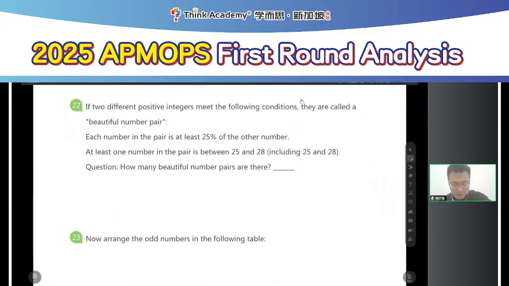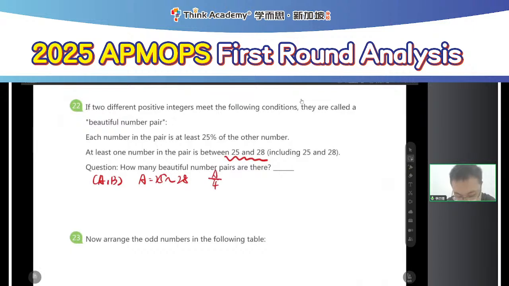Question 22. So we have a number pair A and B. One number is between 25 and 28. So we suppose the number pair is A and B. So A is from 25 to 28. And then what is the range of B? What is the range of B? Because one number is at least 25% of the other number, B is at least a quarter of A, and it's at most 4 times A, right?